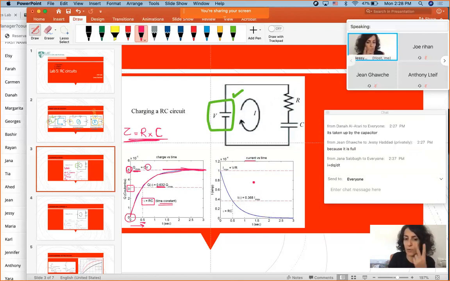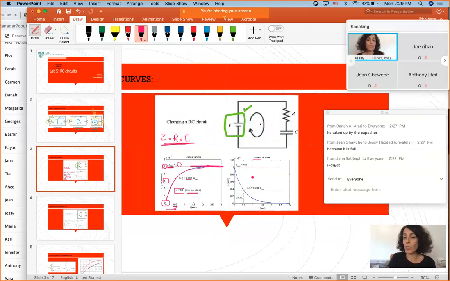Okay, so we just gave you two reasons to think about. The mathematical reason, I is dq over dt, and another reason, the pressure against you. When the capacitor is fully charged, the flow of current is less and less. All right, so that's it for the charging curves.